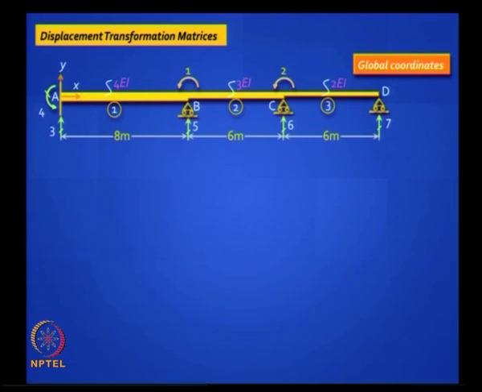Also, in this case we have support settlements in this problem, so you have to bring that into the picture. We have 2 support settlements, remember B and C go down by 5 and 10 mm respectively, so you will label that as D5 equal to minus 0.005 meter and D6 as minus 0.010 meter.